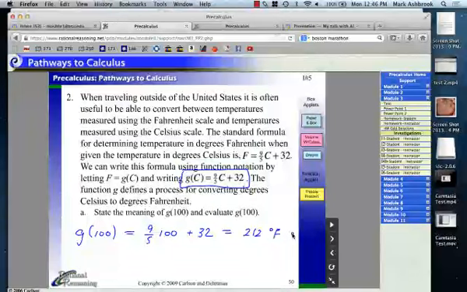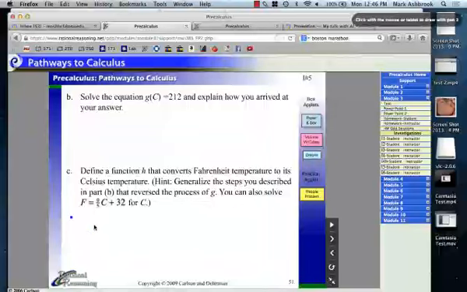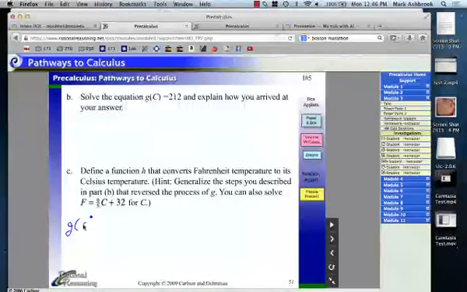And what about 212 degrees Fahrenheit? That's the same temperature as 100 degrees Celsius, right? That's the output of G, which is the same temperature as 100 degrees Celsius. Okay? So, given that rule, we've got that G of C is 9/5 C plus 32.